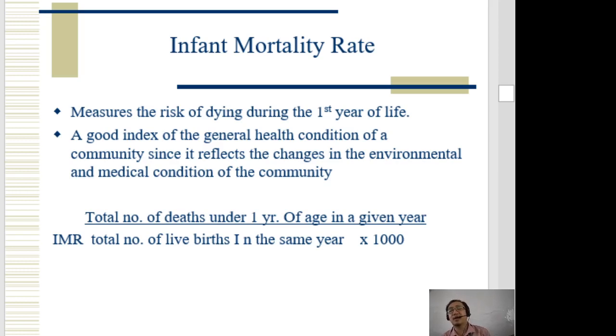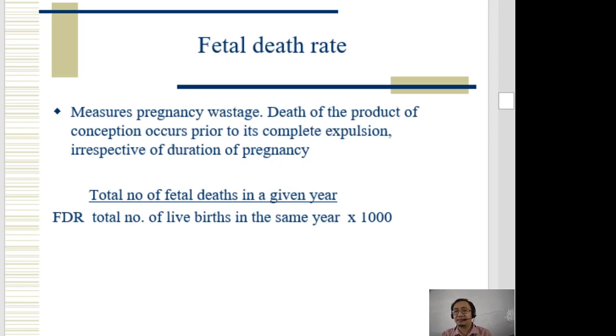So again, IMR is equal to the total number of deaths under 1 year of age in a given year divided by the total number of live births in the same year times 1,000. Okay, so that is your infant mortality rate.